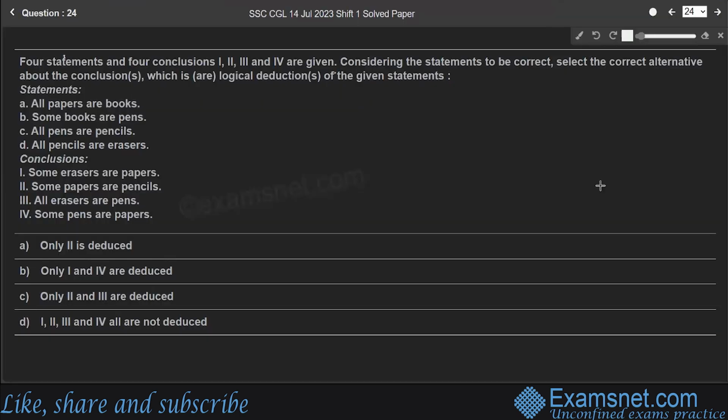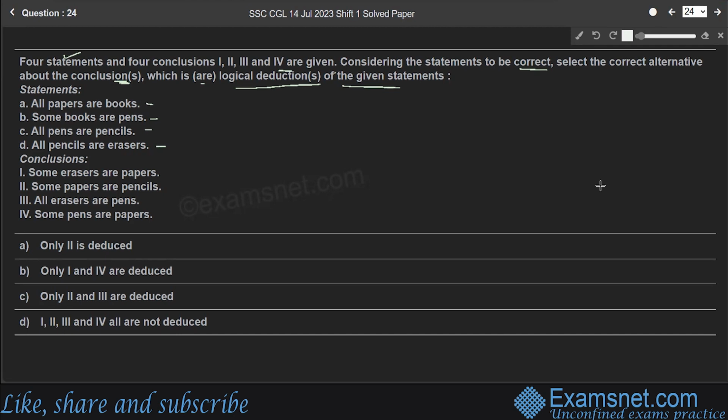Question 24. 4 statements and 4 conclusions 1, 2, 3 and 4 are given. Considering the statements to be correct, select the correct alternative about the conclusion or conclusions which is or which are logically true or logical deductions of the given statements, right? So here are the statements. 4 statements are given, right? So based on that, we need to consider the conclusions. We need to decide whether the given conclusions are true or false. Right? So let us represent these statements in the form of Venn diagram.